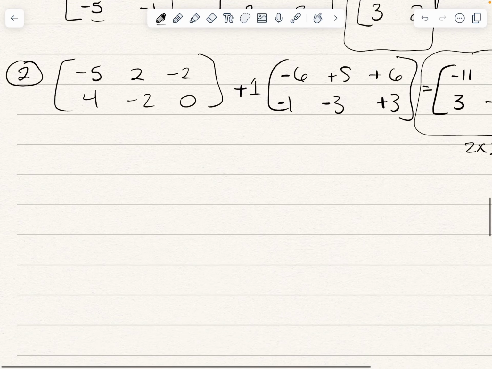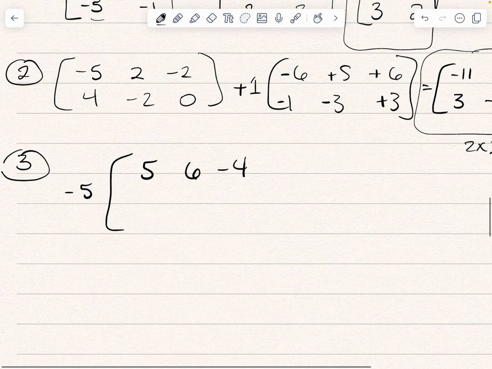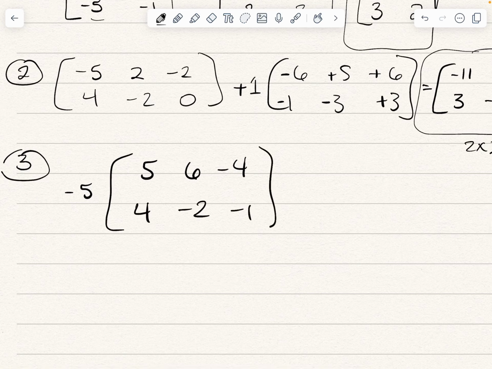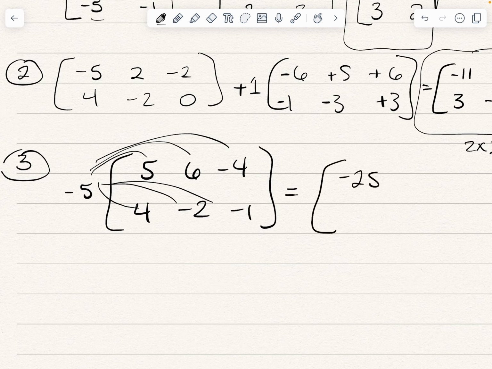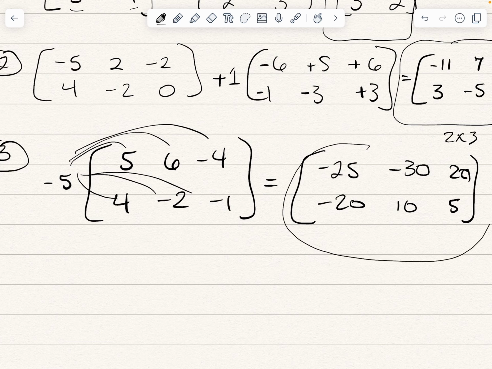Okay, let's look at number 3. So when we have a number outside, so this negative 5 is outside the matrix, 5, 6, negative 4, 4, negative 2, negative 1. All we do is multiply this to every piece. Okay, so this 5 gets distributed into everything. So that's going to be negative 25, negative 30, positive 20, negative 20, positive 10, and positive 5. Okay, so again, 2x3 matrix there.